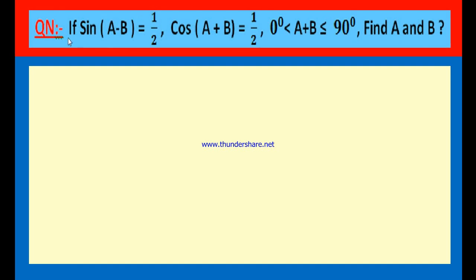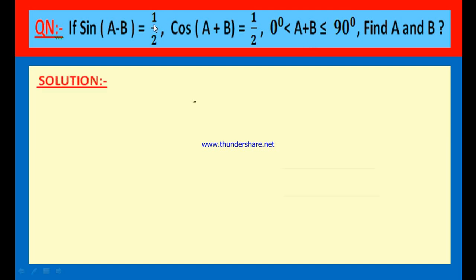I shall repeat. If sin of A minus B is equal to 1 by 2 and cos of A plus B is equal to 1 by 2, where the value of A plus B is greater than 0 degrees but less than or equal to 90 degrees, then find the values of A and B. Let us see the solution.